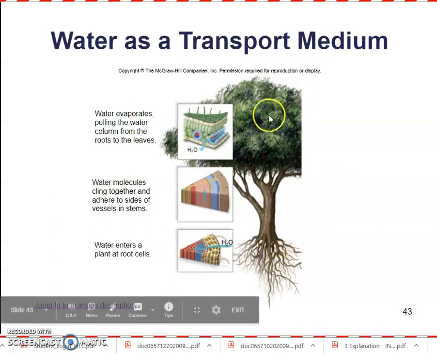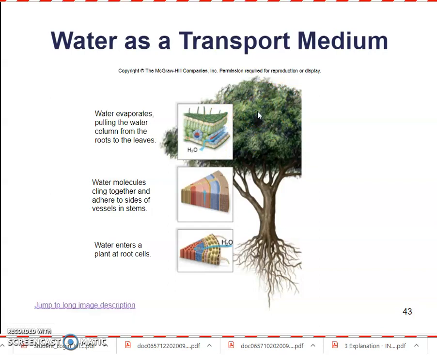All right, there are openings in the leaves of trees and other organisms, and when they're open, water starts evaporating. Well, whenever one molecule evaporates, another one moves up to take its place, and it pulls all of the other molecules up with it.